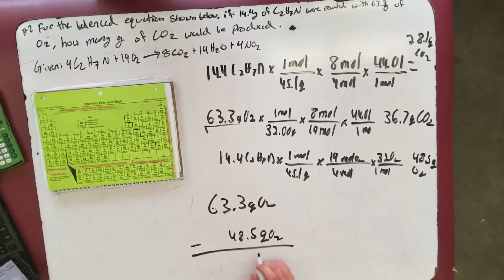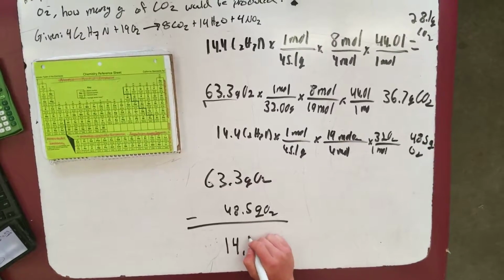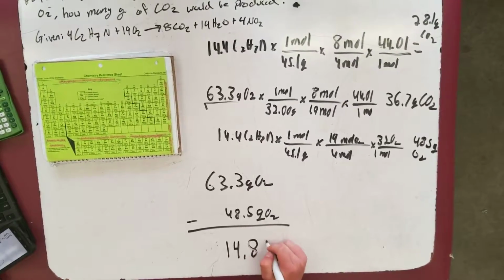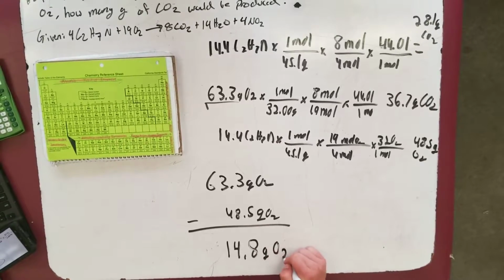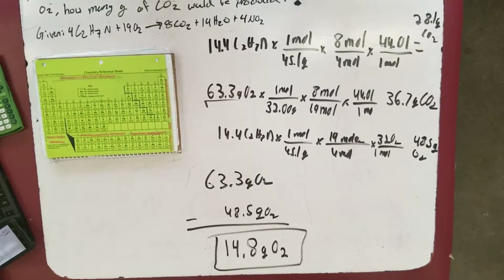And finally, it's going to bring us to a final answer in the calculator of 4.8 grams of O2. Final answer, easy peasy. We love chemistry. That's it.